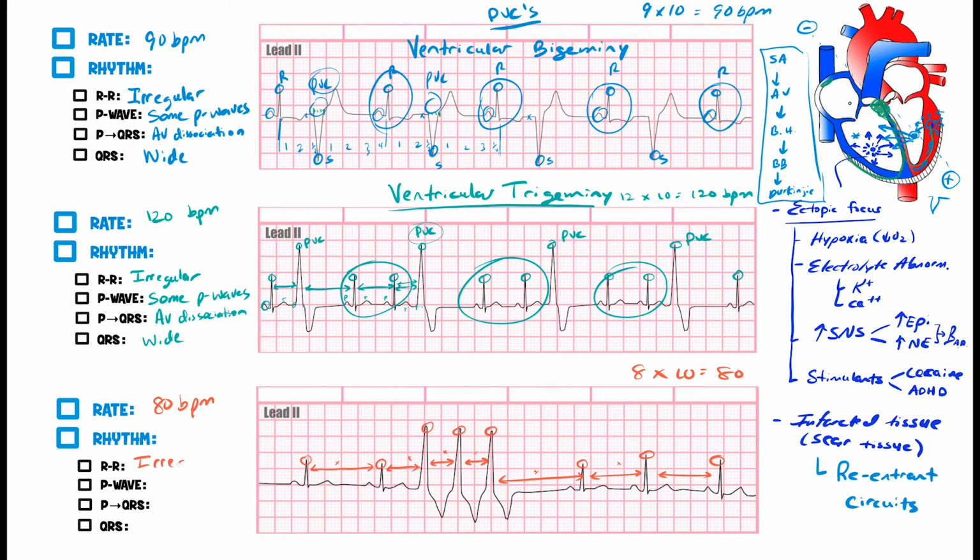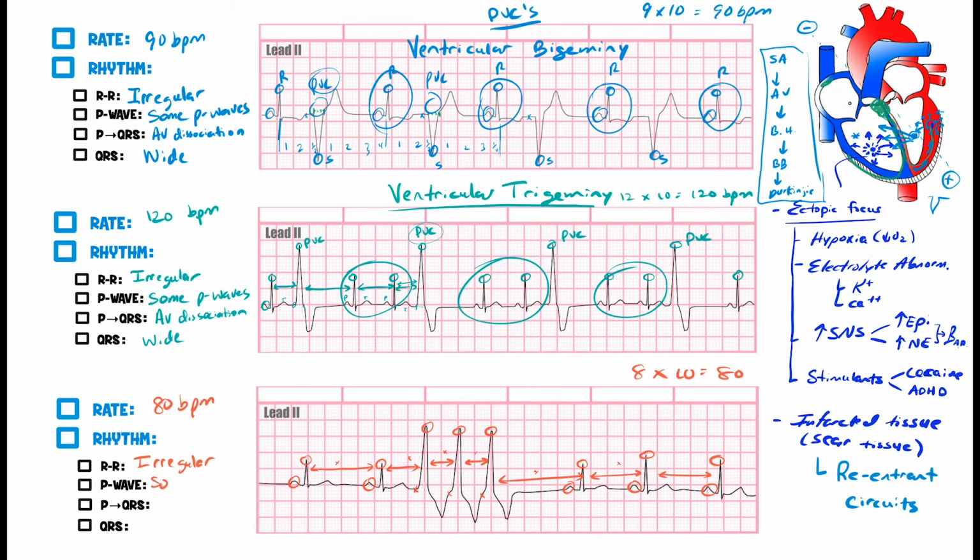All right, cool. P wave, do we have a P wave? We have a P wave here. We have a P wave here. I don't see a P wave before that QRS complex. I don't really see another P wave before that QRS complex. I don't see another P wave before that QRS complex. Okay, again, there are some P waves and then some of them are not there.